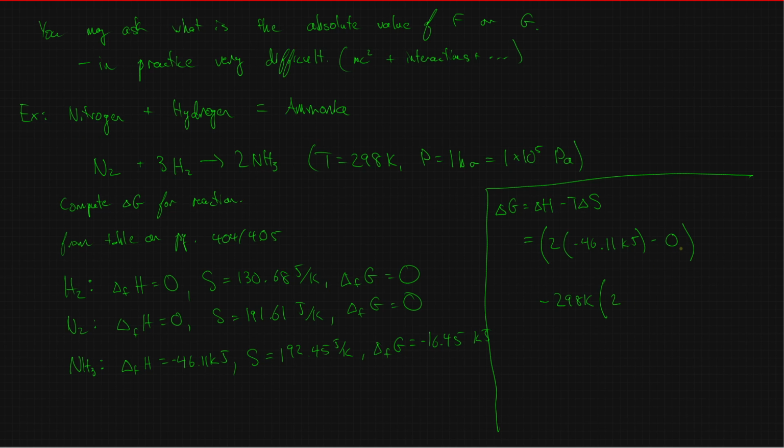And note that this is 0 right here just because all of this is 0. So we're just taking the 2 ammonia right here. This is our final state. This is our initial state. So delta H was 0 there. Now we're taking T delta S.